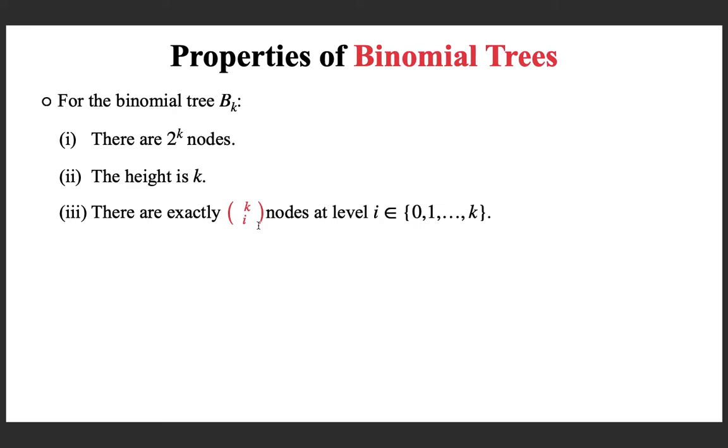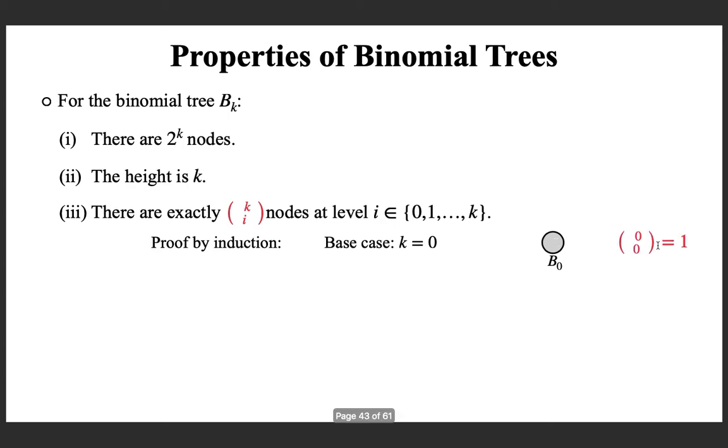Here again we can use induction to prove it. The base case is when k equal to 0. When k equal to 0, you will get 0 choose 0. This is the tree, and the number of nodes at this level is just 1, and you can easily verify that 0 choose 0, that is 0 factorial divided by 0 factorial into 0 factorial, which is nothing but 1 divided by 1, which is 1. So the base case is okay.